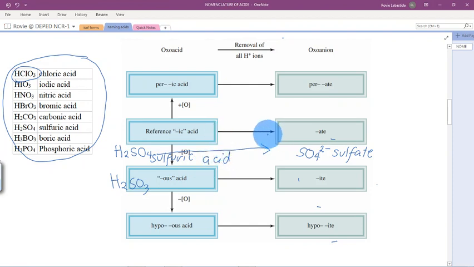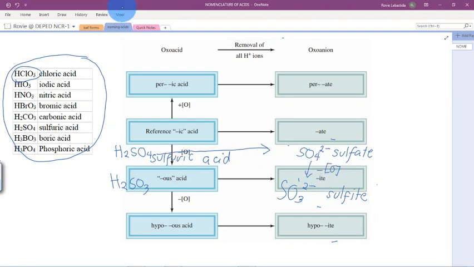From sulfate ion, if we remove one oxygen atom from the formula, it will become SO3 2 negative. Now what is the name of this ion? Can you guess? That's correct. It is called sulfite ion. It will become an -ite ion.